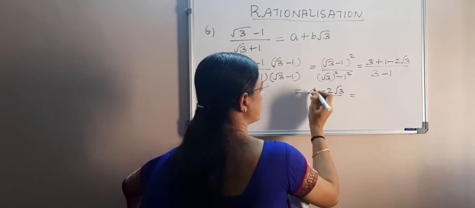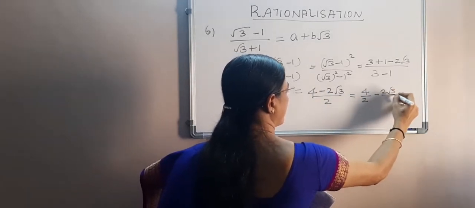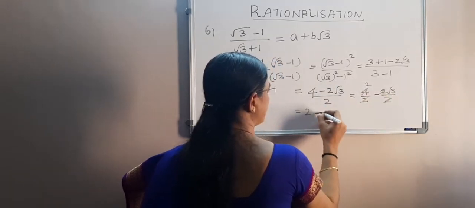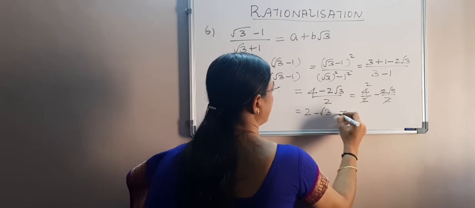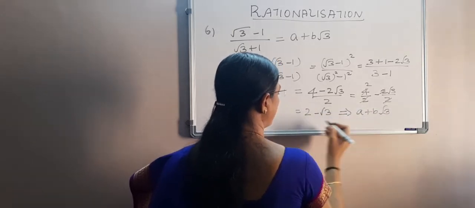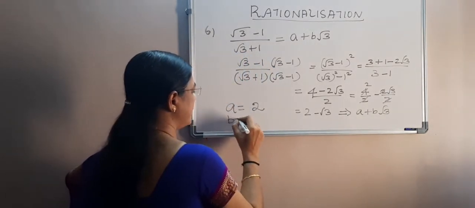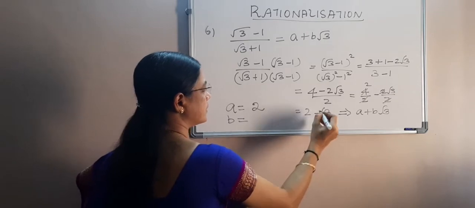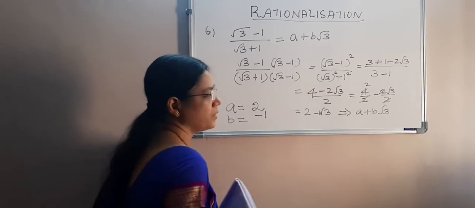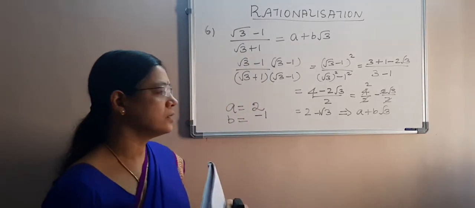Now this 2 is common to both 4 and 2. So I split this and the 2 gets cancelled, and your answer will be 2 minus root 3, and this resembles the a plus b root 3 form. Therefore what we get, a is equal to 2 and b is what here? There is nothing, the coefficient of root 3 is minus 1 here. So b is equal to minus 1. A is equal to 2 and b is equal to minus 1.